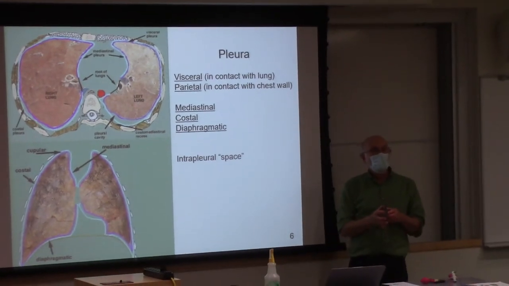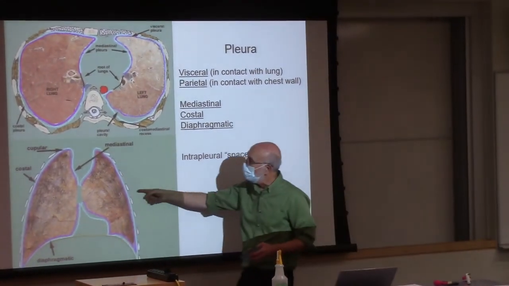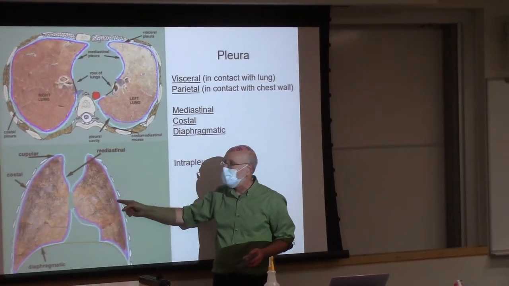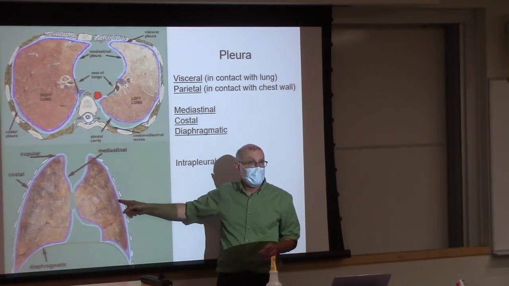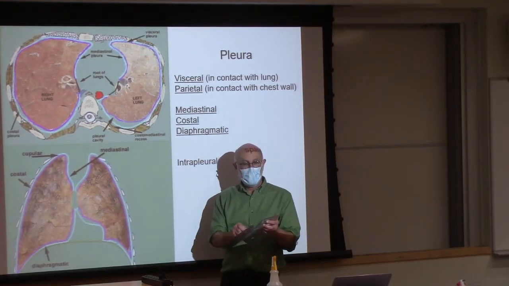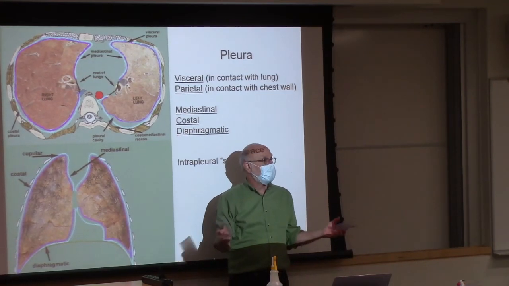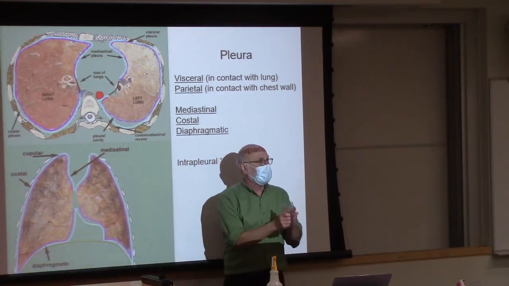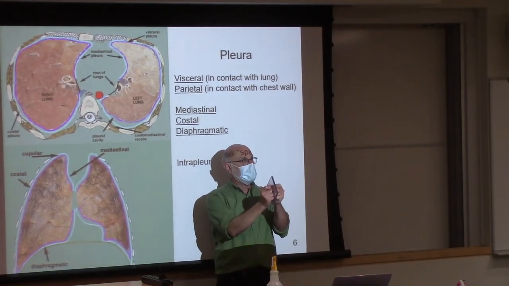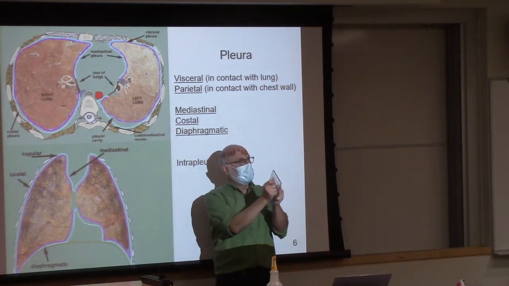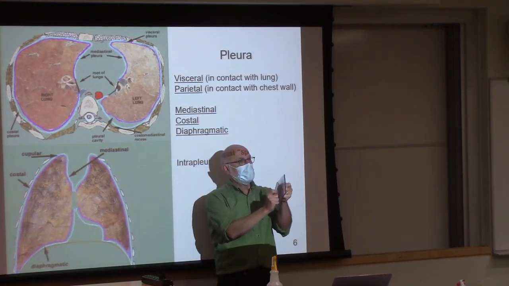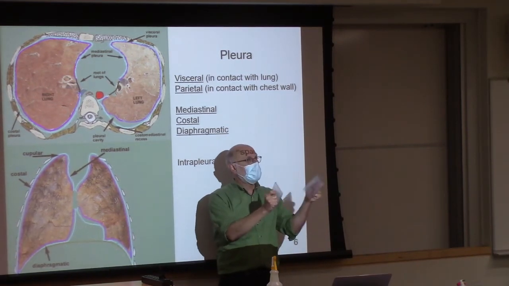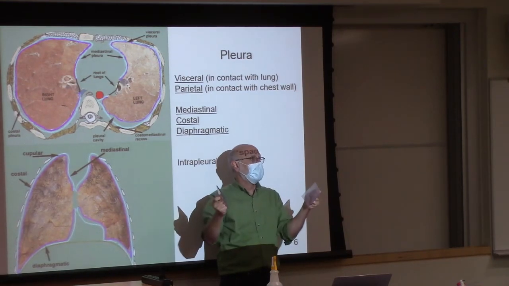But for example, you may know that if you get an injury here, say a knife wound, and you introduce air into this intrapleural space, I can now separate them, and the lung is no longer connected to the chest wall by the pleura, right? Normally the lung is physically connected, but highly lubricated, to the chest wall. But if I introduce air, the lungs can move independent of the chest wall. The chest wall can move and not inflate the lung.